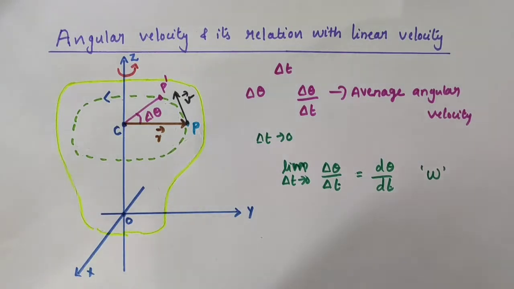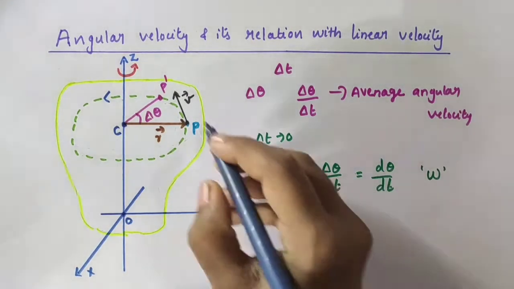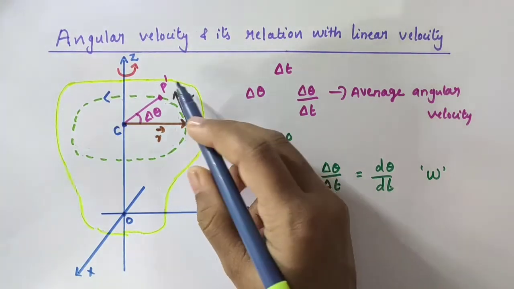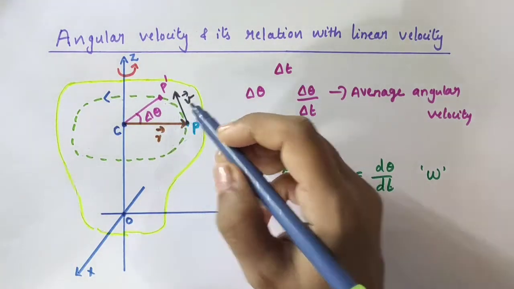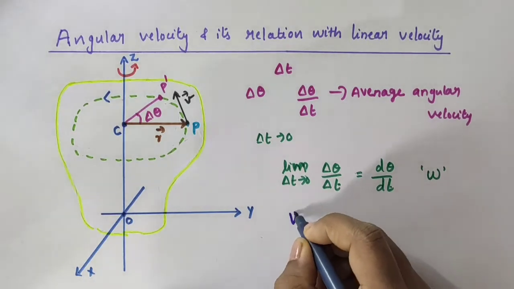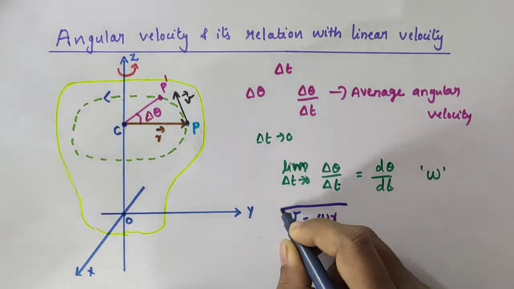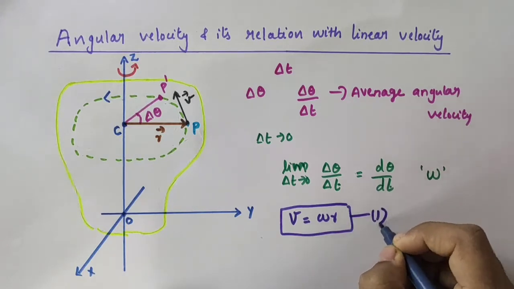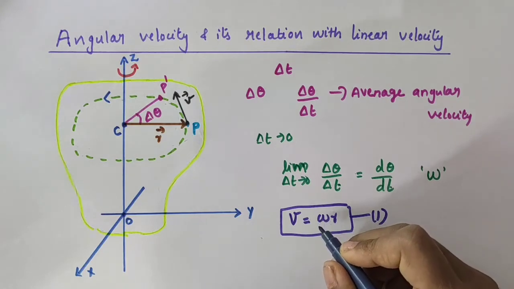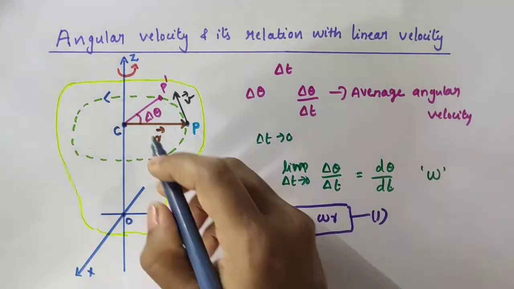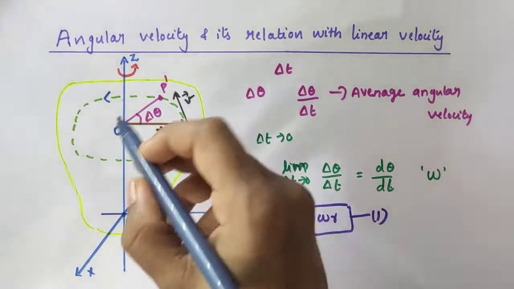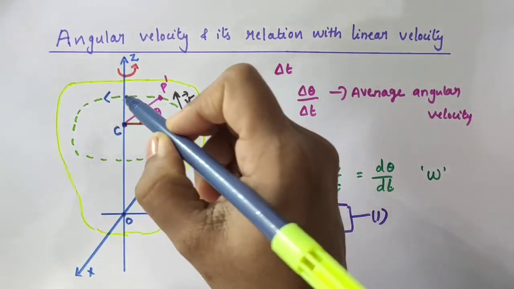Now, the magnitude of the linear velocity v of the particle moving in this circle can be related to the magnitude of the angular velocity omega by the relation v is equal to omega into r. I am taking this as equation number 1, where v is the linear velocity, omega is the angular velocity, and r is the radius of the circle. This relation can be applied to all the particles of the rigid body at any given instant.